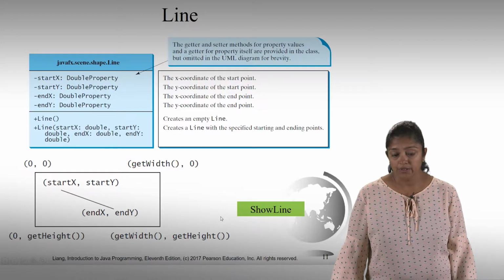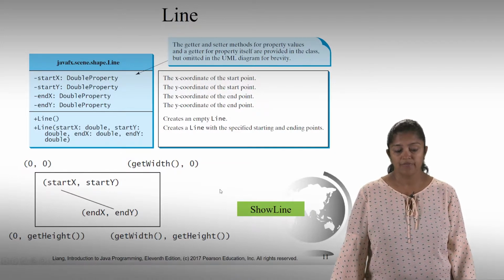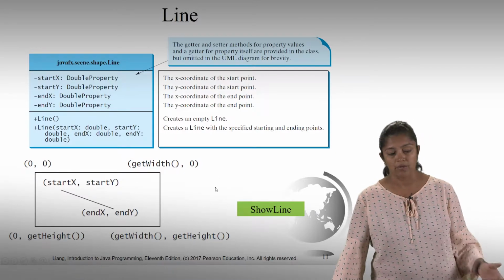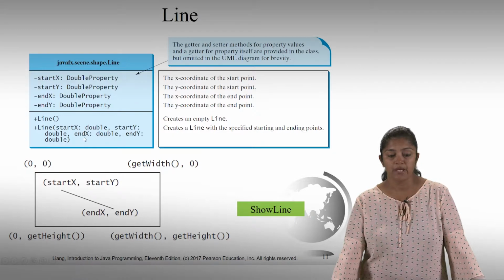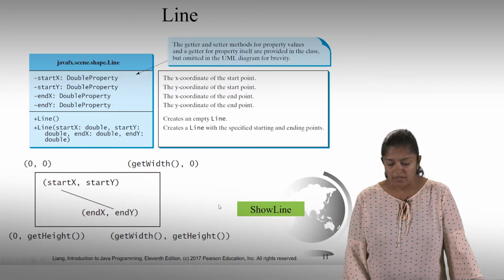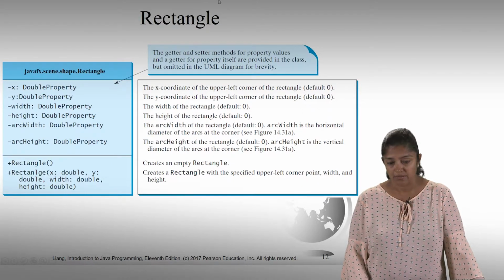So there's also, you can create a line object. With the line object, basically you have to specify the starting XY coordinates as well as the ending XY coordinates, and that's what's passed to the constructor when you want the line object created. So in the samples folder, there is a show line example that demonstrates that.